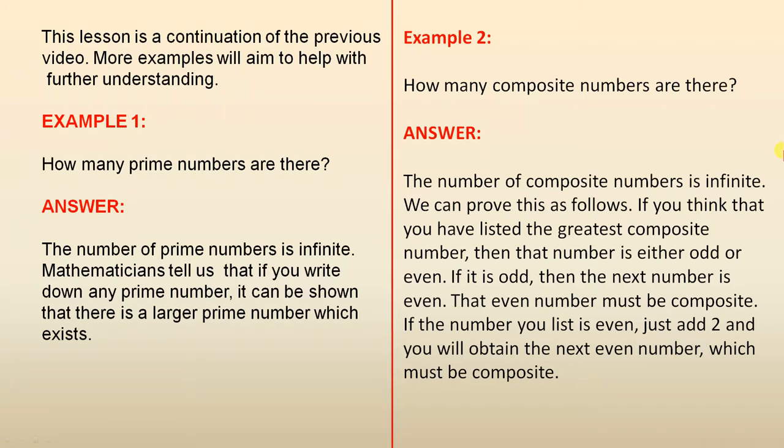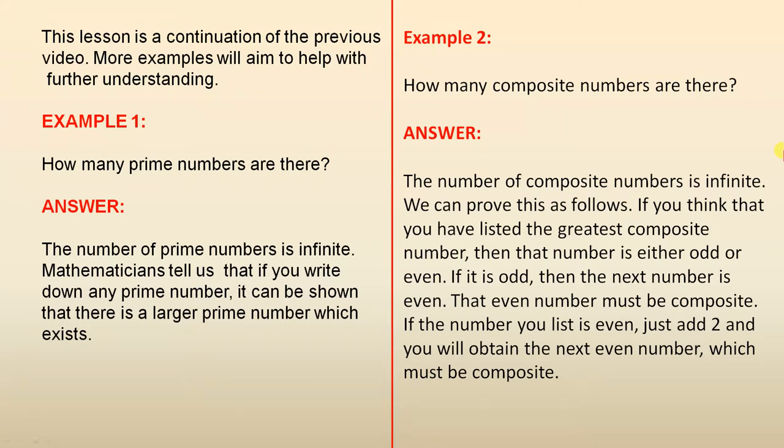Example 2. How many composite numbers are there? Now here is another answer which is basically common sense. It is a proof of sorts, and it also is very basic, but let's see what it's actually telling us. So the question was, how many composite numbers are there? The number of composite numbers is infinite. Again, very large, we don't know how many.